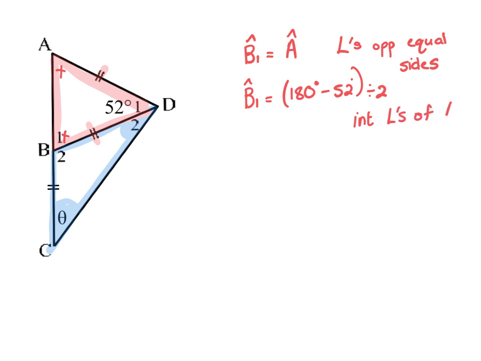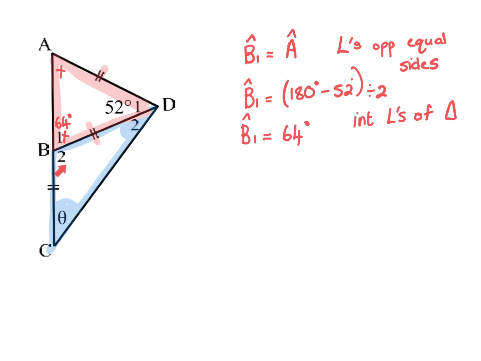So remember when you have an isosceles triangle, you always have to say angles opposite equal sides and interior angles of a triangle in order to find your answer. So let's calculate this. 180 minus 52, that gives me 128, and half of that would be 64 degrees. Remember your degree sign. I like to write it in on my drawing because it helps just to make a little bit more sense of what's going on.